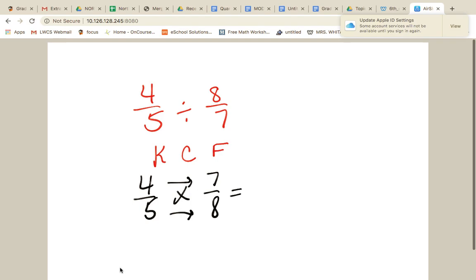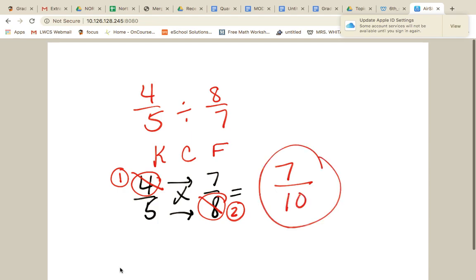And now it looks just like what we did before, and you just multiply across. Now, this is one of the times that you can multiply and then simplify afterwards, but I'm looking at my fractions, 4/5 and 7/8, and I see I have a 4 and an 8 that I could simplify. I can divide 4 into both of those. So 4 divided by 4 is 1, and 8 divided by 4 is 2. So that makes me have smaller numbers to multiply with. So 1 times 7 is 7, and 5 times 2 is 10. And as you can see, it is simplified.